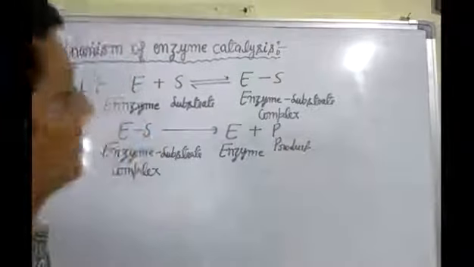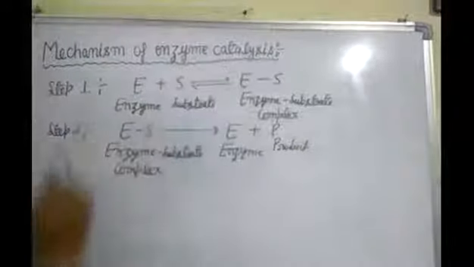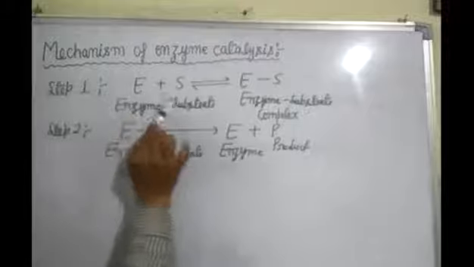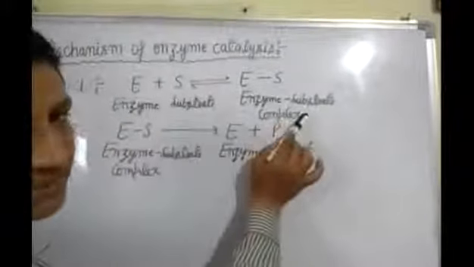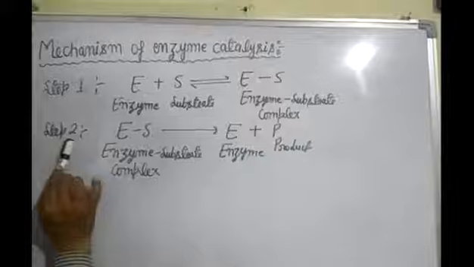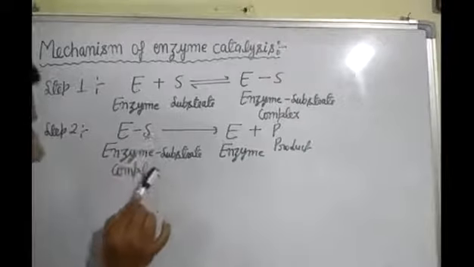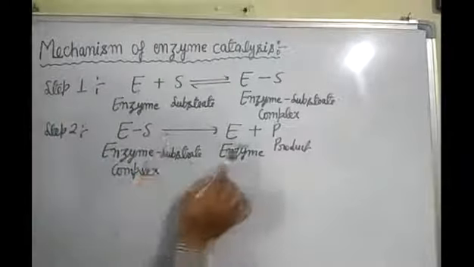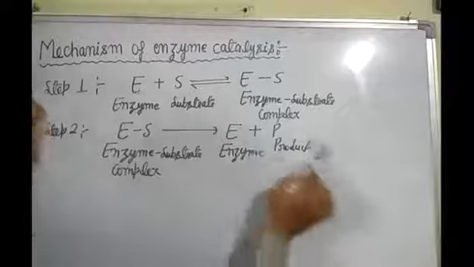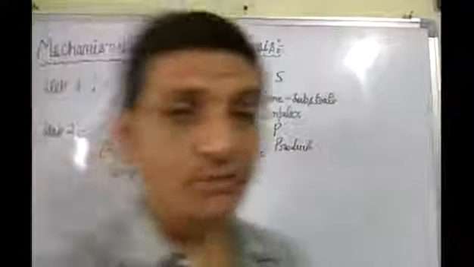Dear student, I am telling you one last time the mechanism of enzyme catalysis. Step 1. Binding of enzyme to substrate to form enzyme substrate complex. Step 2. Enzyme substrate complex decomposes to give enzyme and product. So this is the mechanism of enzyme catalysis.